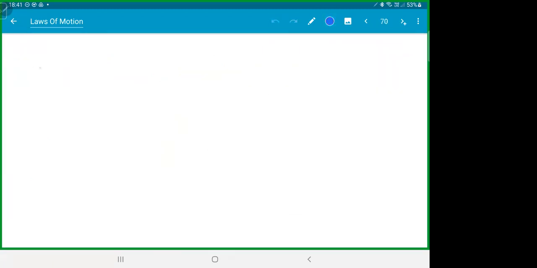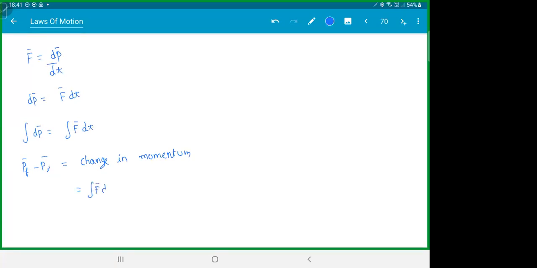So from this, if you see, we get F is equal to dp by dt. So dp is equal to F dt. And if you integrate this, this will give you P final minus P initial, that is nothing but change in momentum, which is integral F dt or area under the F-t graph.